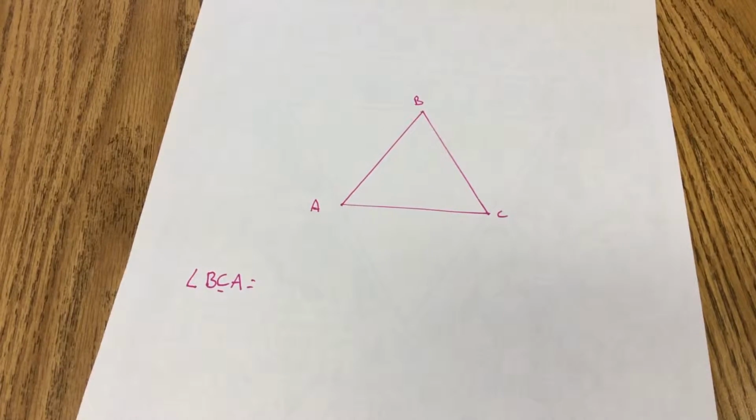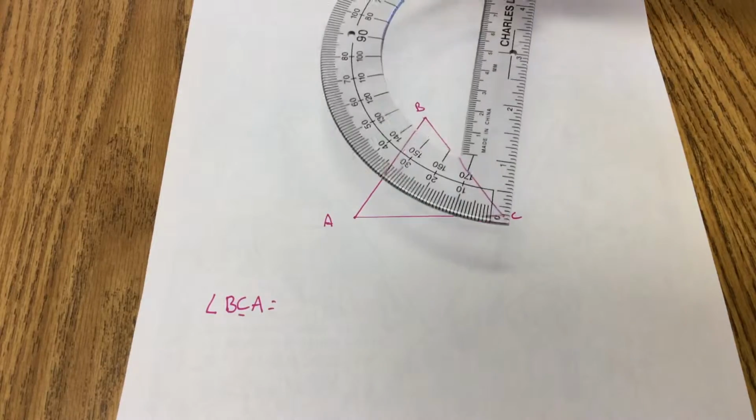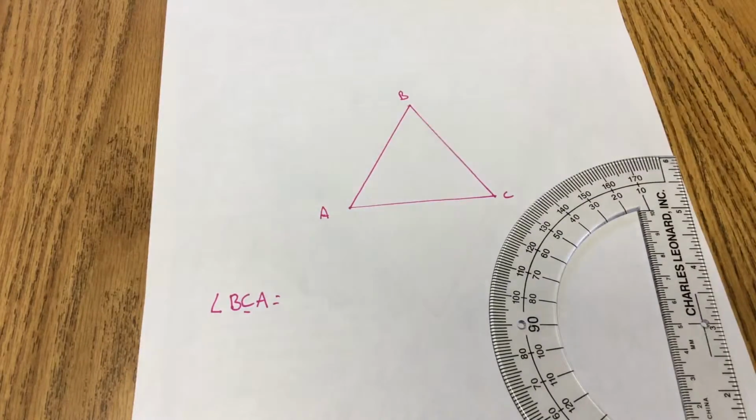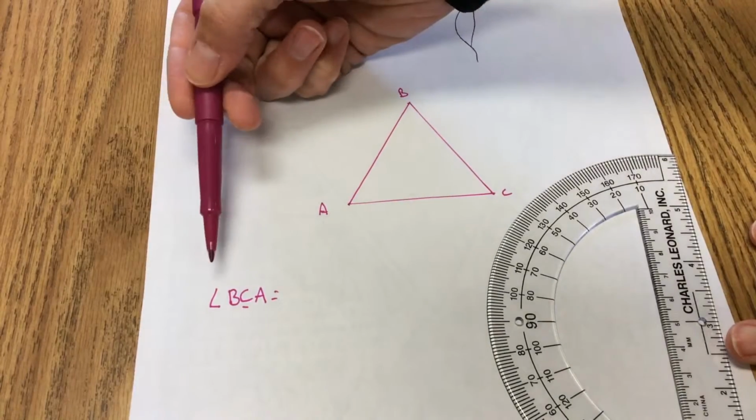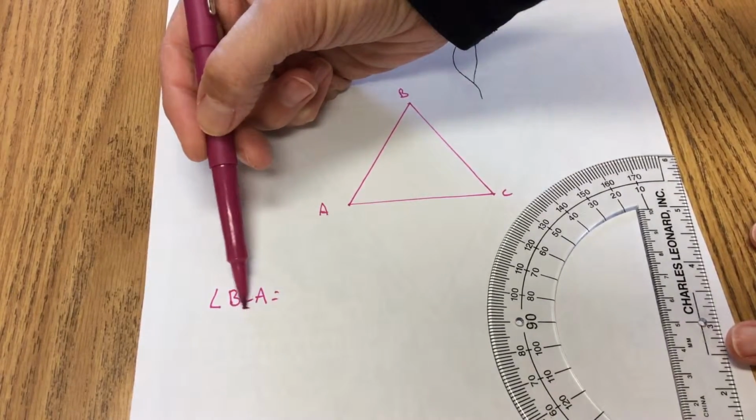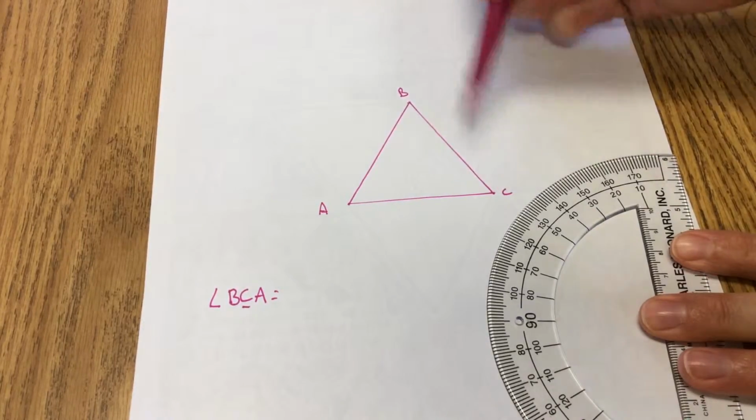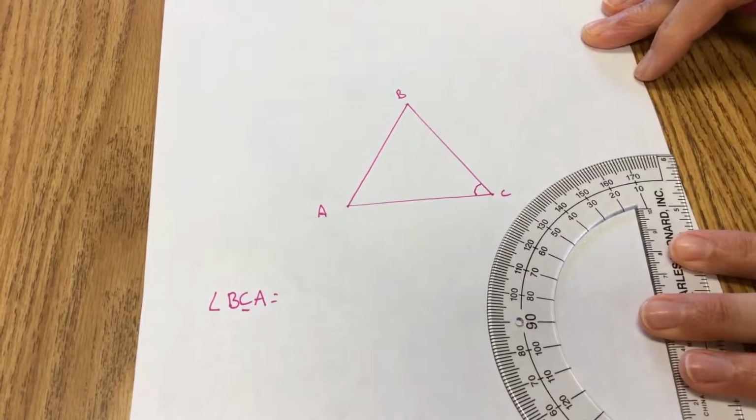Okay, welcome back. We are going to do a quick review on how to use a protractor to measure an angle. So we have this lovely angle here, and we are going to first identify what angle we need to measure. So this is asking for the measurement of angle BCA. Remember that center letter is telling us what angle we're measuring. So we're looking for the measurement of angle C right here.